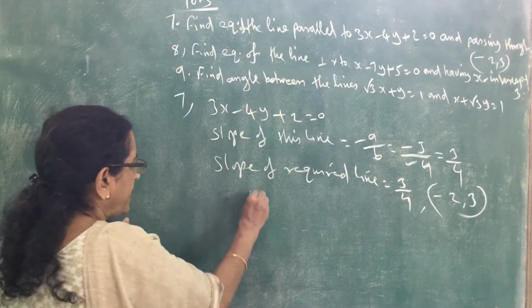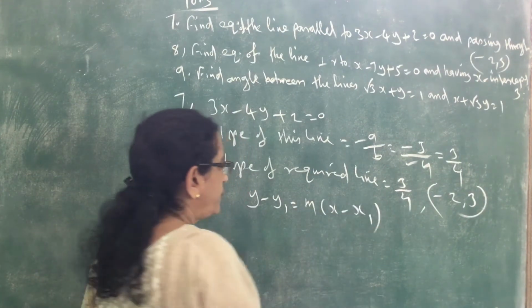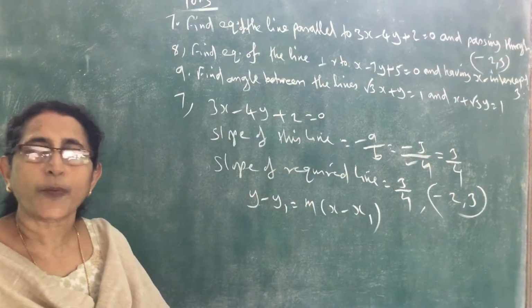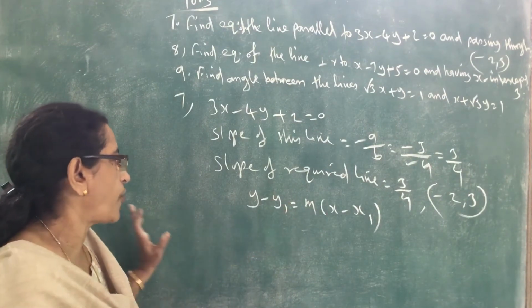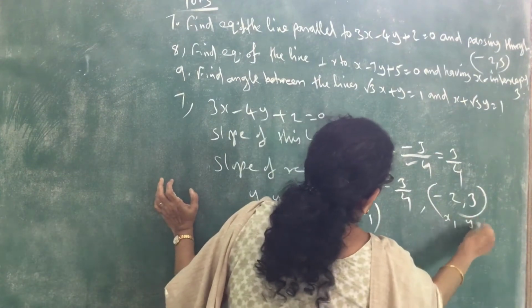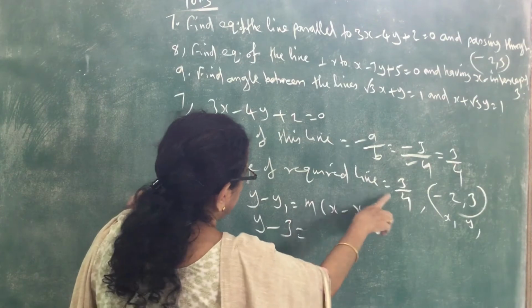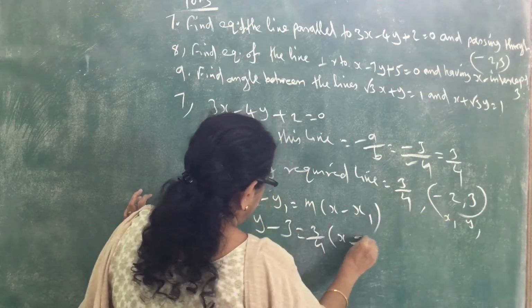That is y minus y1 equal to m into x minus x1. We know one point on the line, that is minus 2, 3, and we know the slope m. So we can substitute in this point slope form. This is the given point x1, y1. So y minus 3 equal to slope 3 by 4 into x minus x1, minus 2.